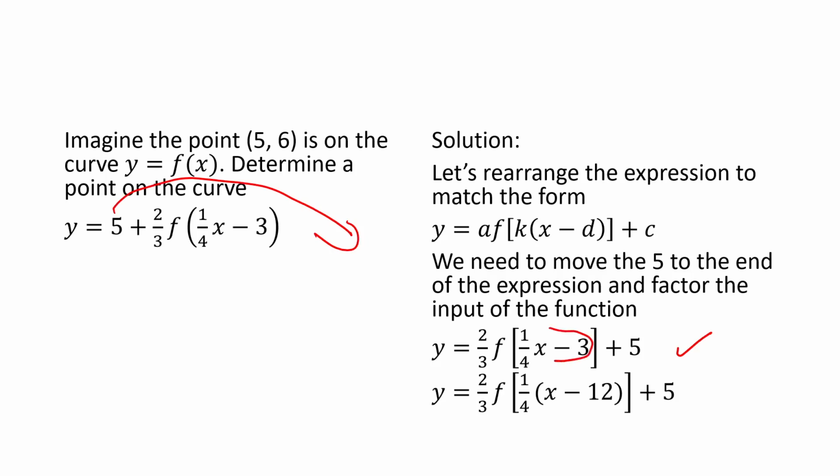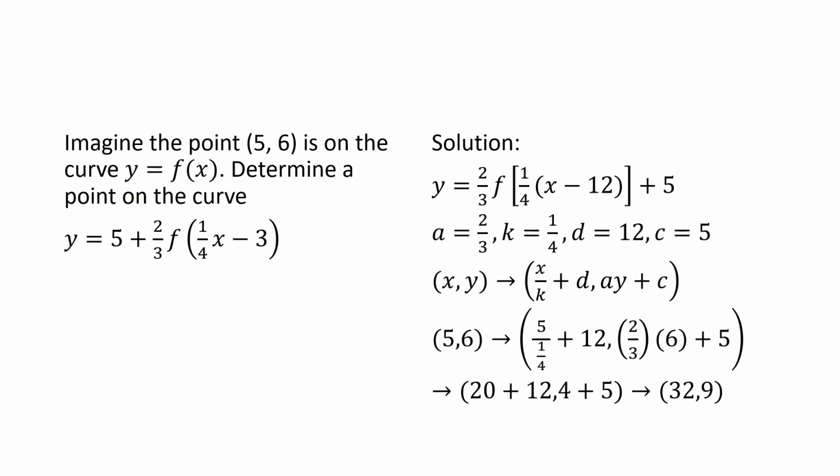Then we're going to factor the input, which is also called the argument. Factor out that 1/4 and we get x minus 12. Now we know that a is 2/3, k is 1/4, d is 12, and c is 5. Now (x, y) will map onto (x over k plus d, ay plus c). So since the point I'm being asked to transform is (5, 6), that means x is 5 and y is 6. And I know the values of a, k, d, and c, so I can just plug them in right here. And then I do a little evaluation.